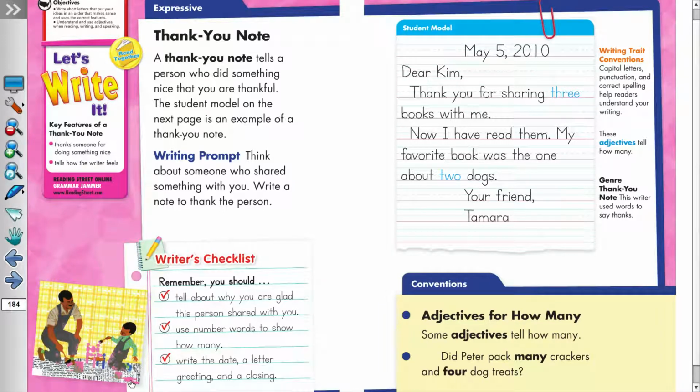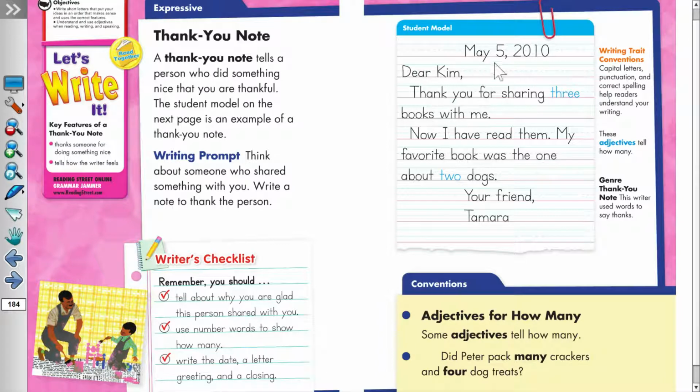Today, guys, we are going to work on writing a thank you note. A thank you note tells a person who did something nice that you are thankful. The student model on the next page is an example of a thank you note. So let's look over here at the student model.